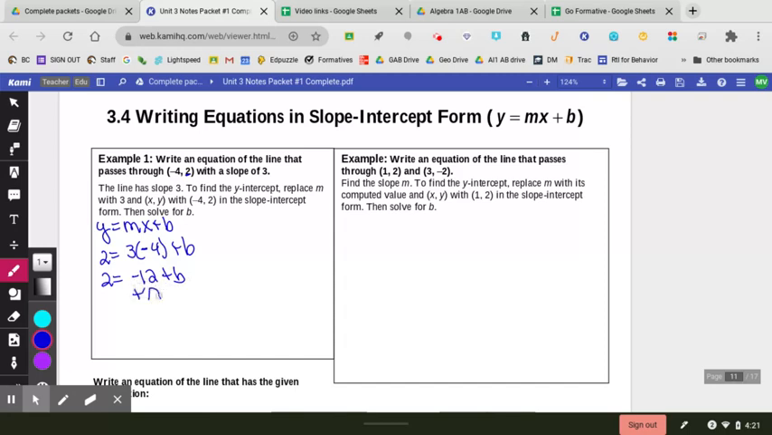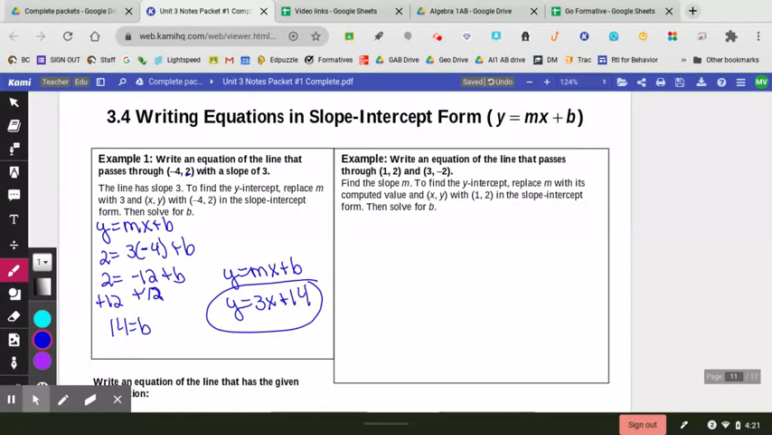Add 12 to both sides, and we get 14 equals b. So then to go back to writing the equation, we go back to y equals mx plus b. And we know that m is 3 and b is 14. So the equation is y equals 3x plus 14.